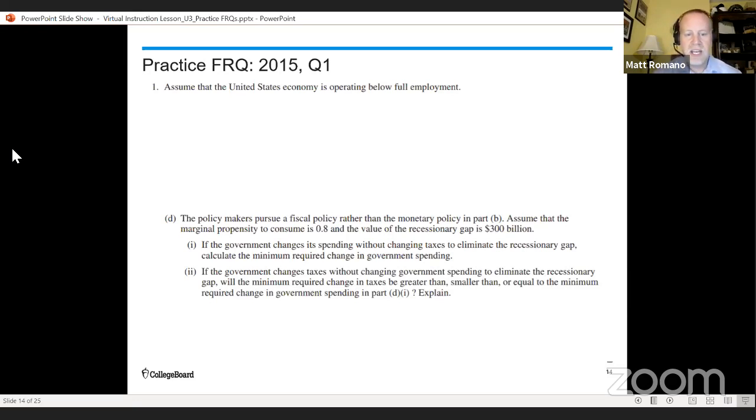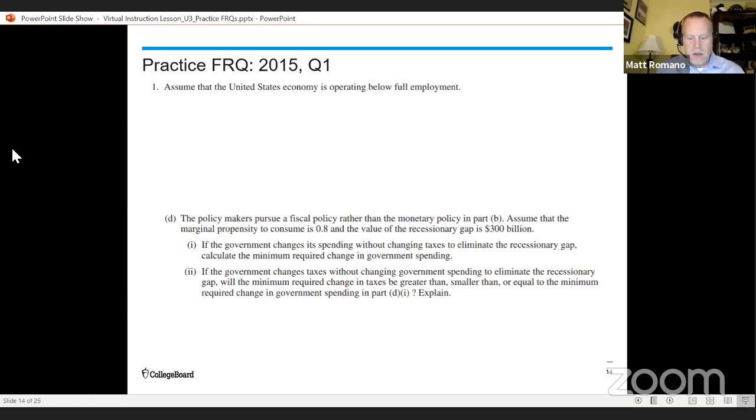D1, if the government changes its spending without changing taxes to eliminate the recessionary gap, calculate the minimum required change in government spending. Okay, so we're applying a fiscal policy. We're not going to change taxes. We want to close a $300 billion gap. Well, do we increase spending by $300 billion? No, of course not. We know there's a multiplier effect.